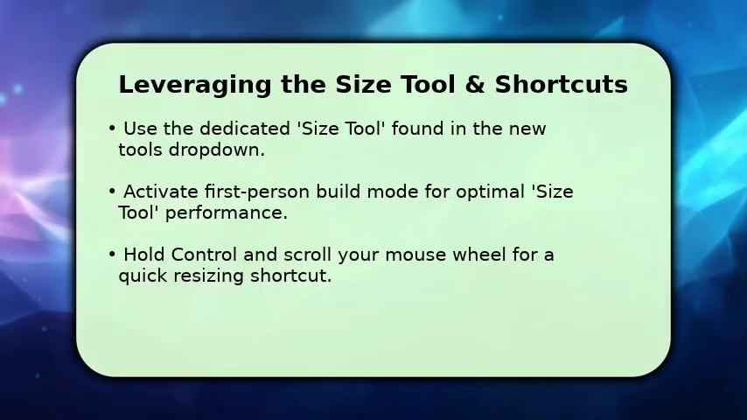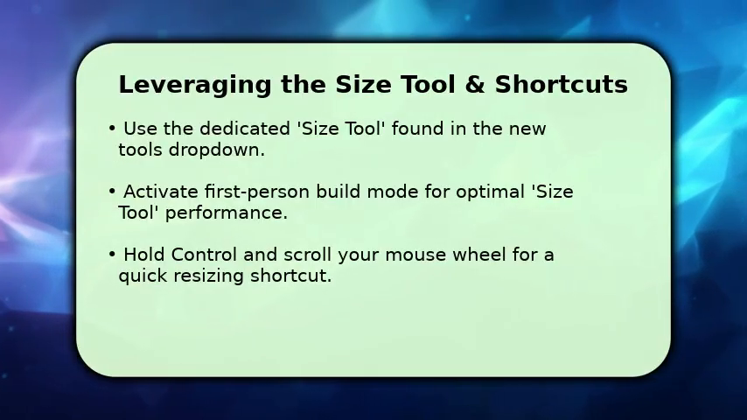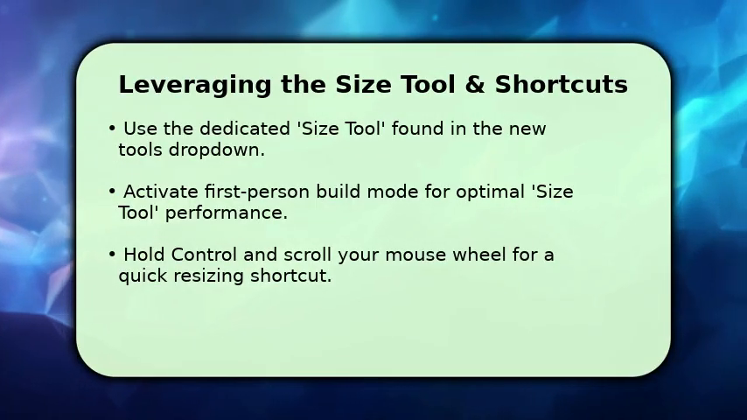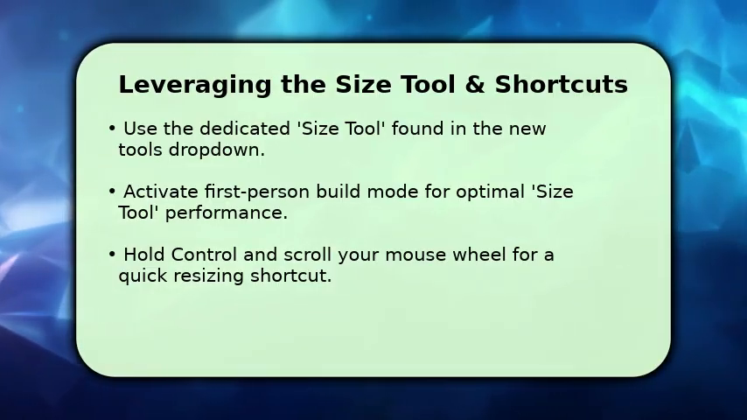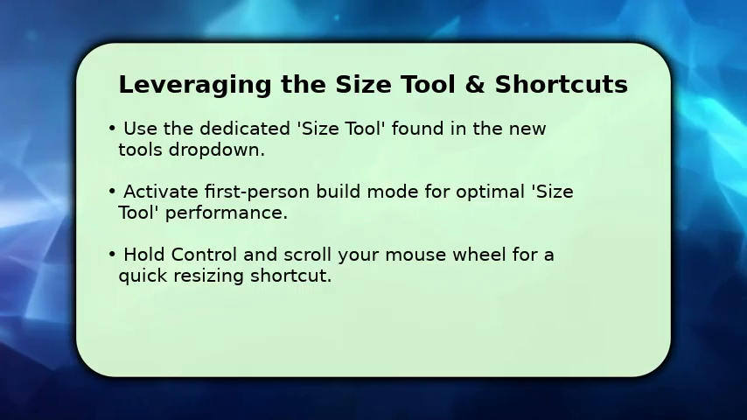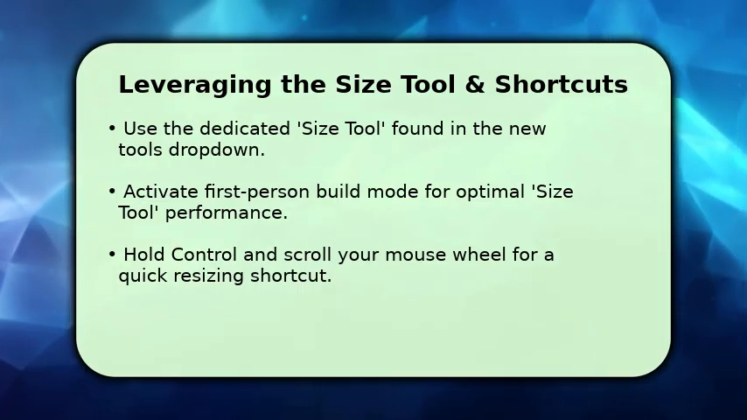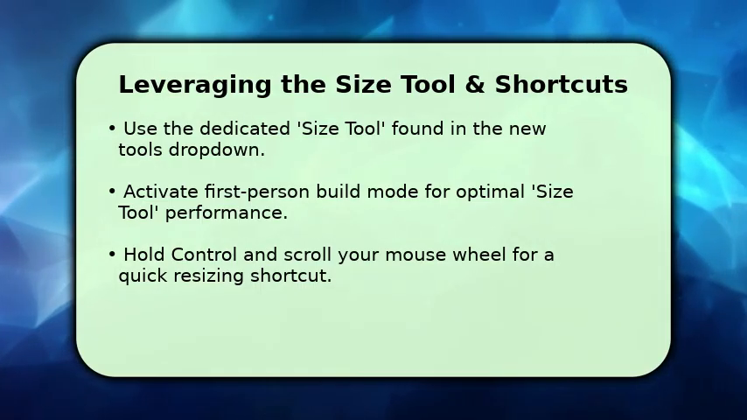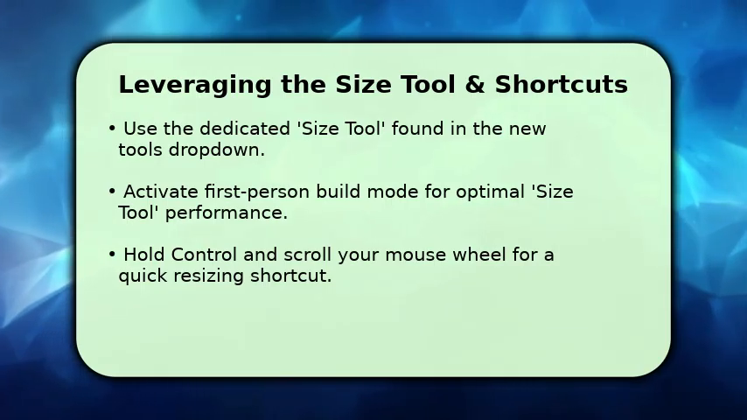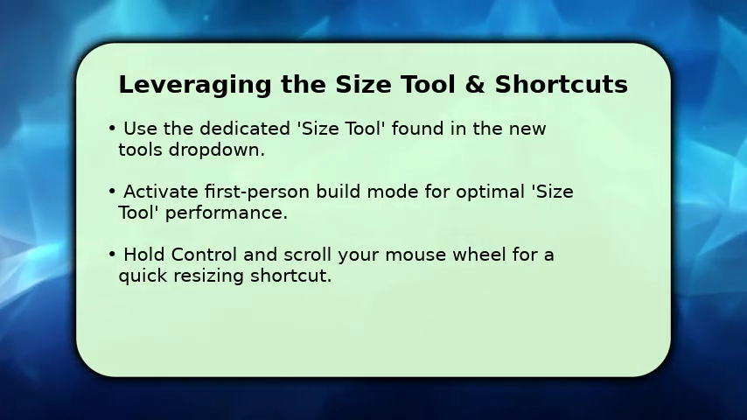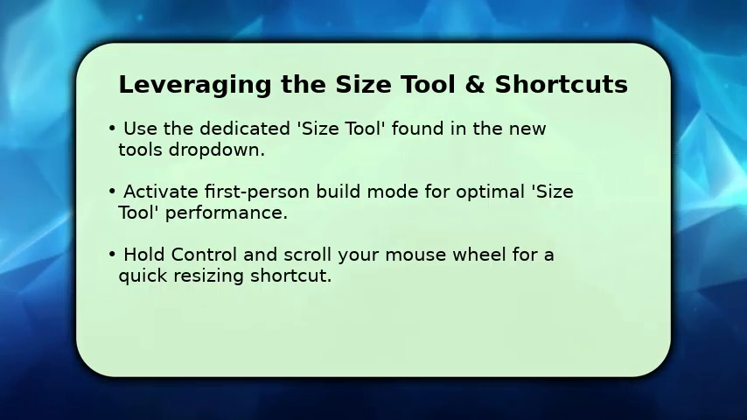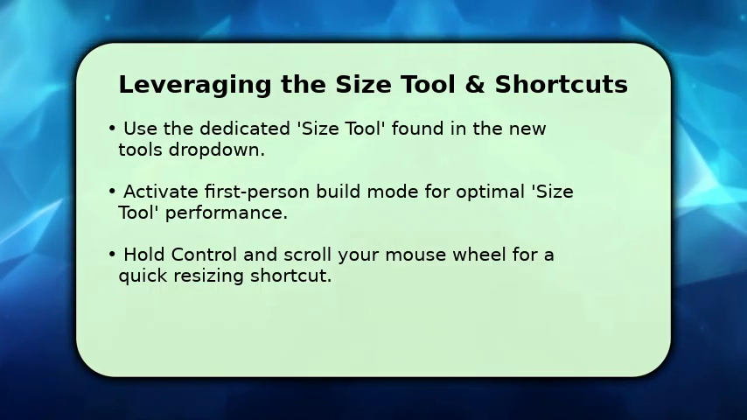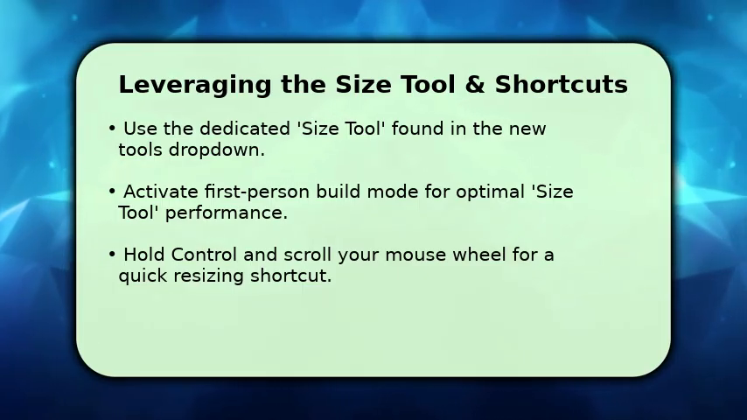Beyond manual input, the Size tool offers another way to adjust block dimensions. You can find this tool within the New Tools drop-down menu. For the best results and most accurate scaling with this tool, it is highly recommended to switch into first-person build mode. Additionally, for a quick adjustment, try holding down the Control key and scrolling your mouse wheel while targeting a block. This shortcut works on many resizable block types, offering immediate visual feedback.